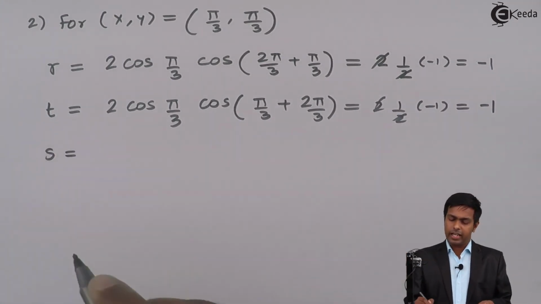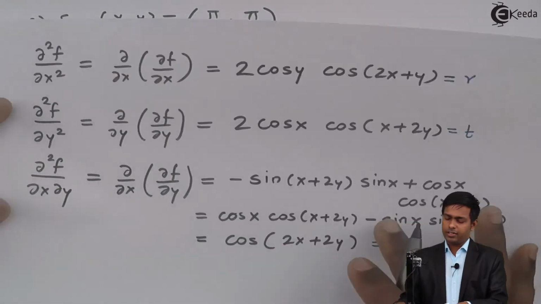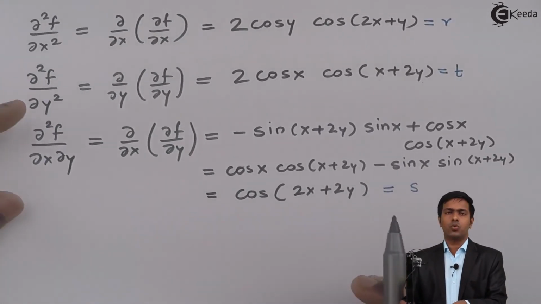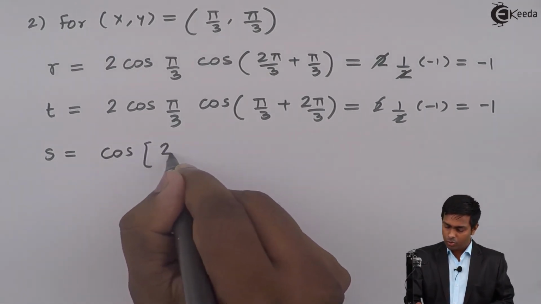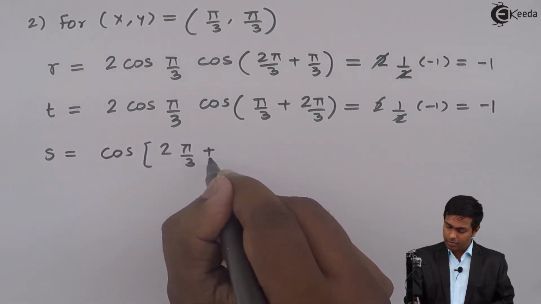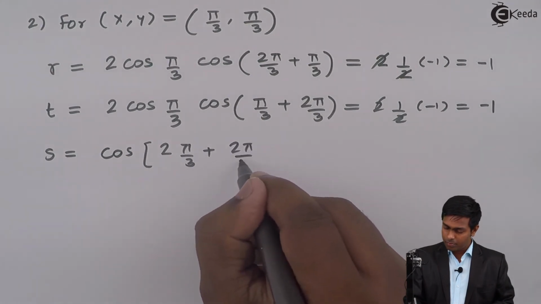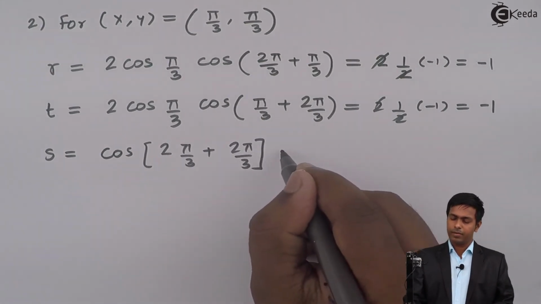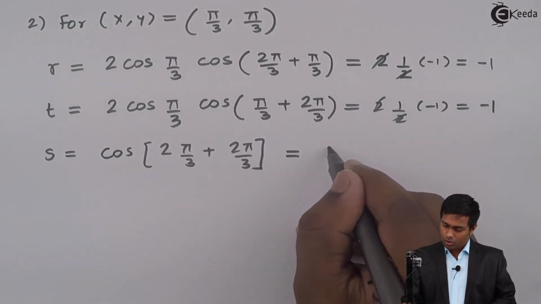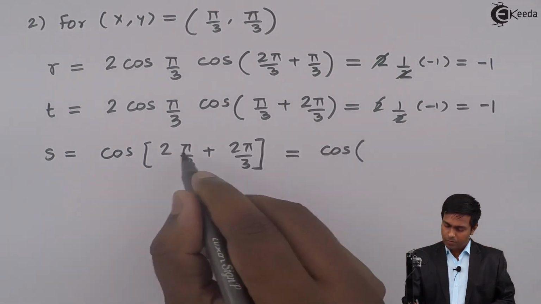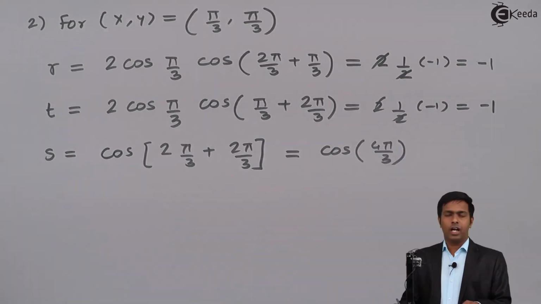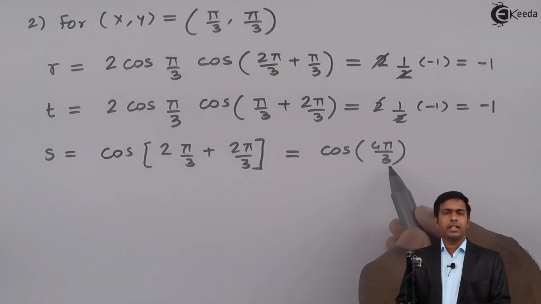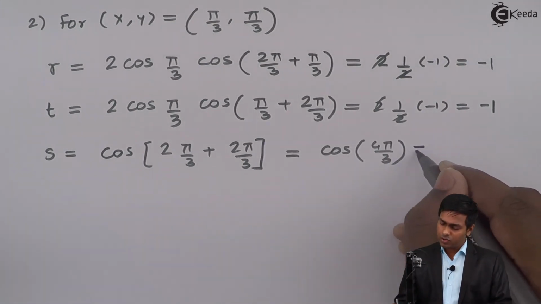Now let's find out the s. So it is cos of 2x plus 2y. So that is cos of 2x is pi by 3 plus 2 pi by 3, because y is also pi by 3. So here we'll get cos of, the addition is 4 pi by 3. Now cos of 4 pi by 3 is minus 1 by 2.